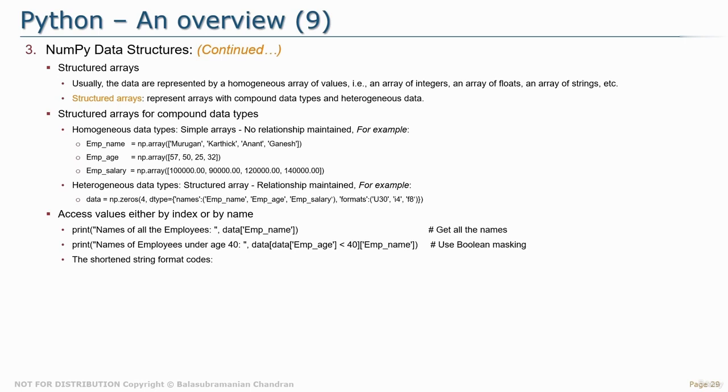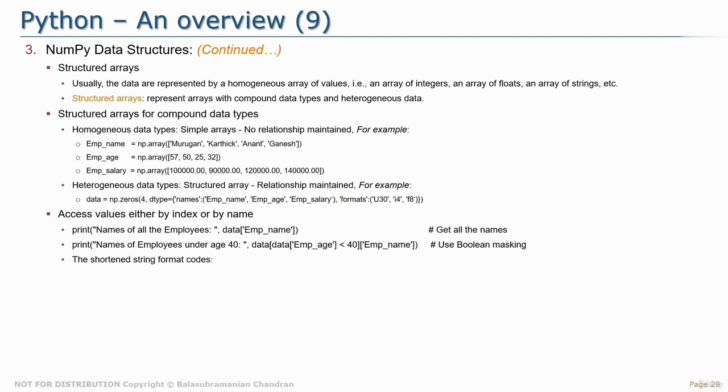Homogeneous data types are simple arrays and there are no relationships between the data items. Here are some examples. These names are not related. Likewise, these ages are not related. The salaries are not related. Heterogeneous data types are structured arrays with relationships. For example, the employee name, age, and salary, all three are related to a particular employee.